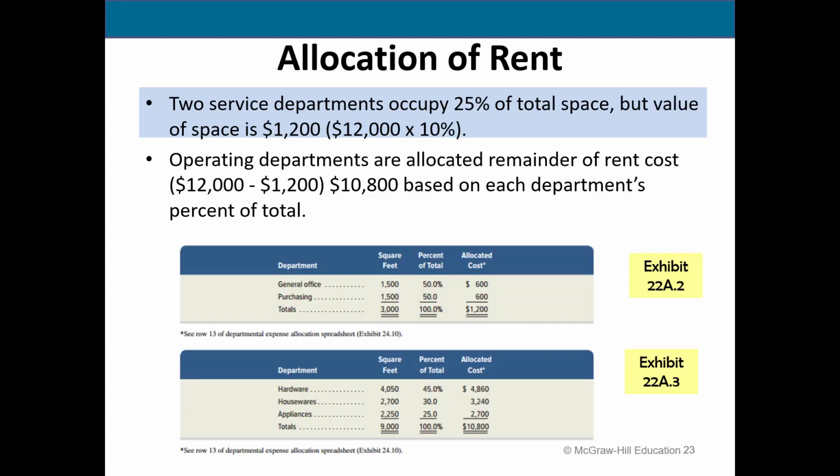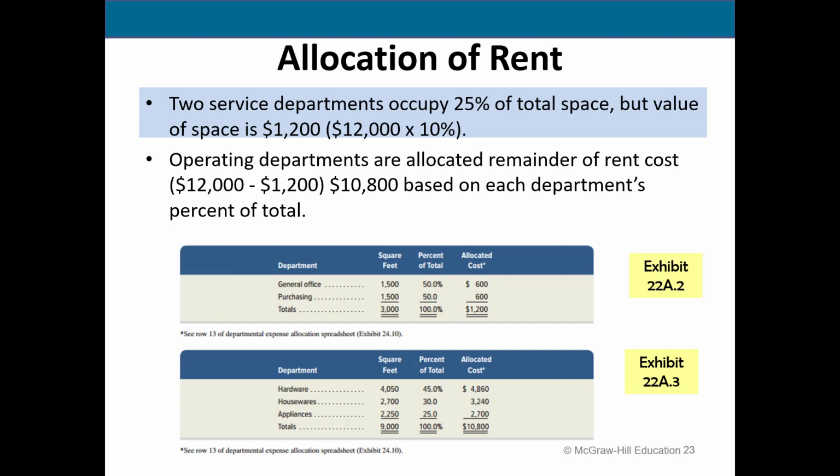So the rent is going to be allocated based on space, but also on the value of the space. The two service departments, which are office and purchasing, occupy 25% of the total space, which is 3,000 square feet over the total of 12,000 square feet. But they're located in the back of the building, which is actually a lower value than the space near the front.